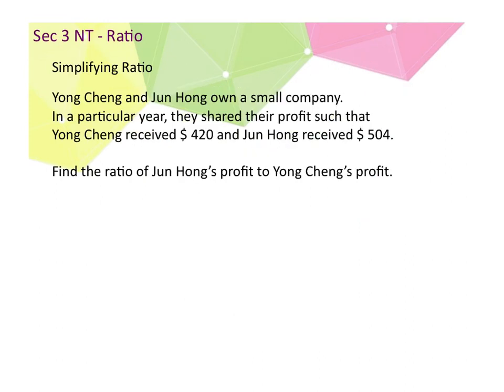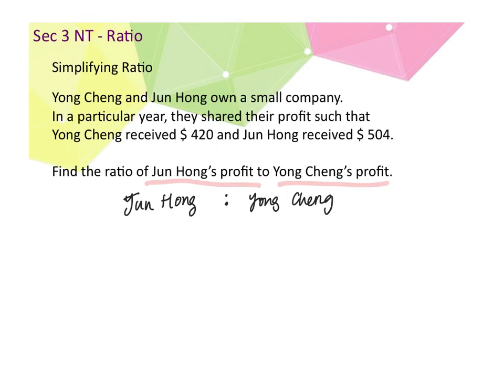Ratio. Now we're going to apply ratio to word problems. Yongqing and Junhong own a small company. In a particular year, they shared their profit such that Yongqing received $420 and Junhong received $504. Find the ratio of Junhong's profit to Yongqing's profit. In this case, they are actually asking for Junhong first, not Yongqing.